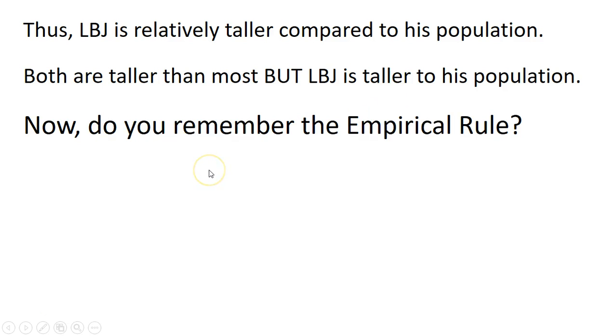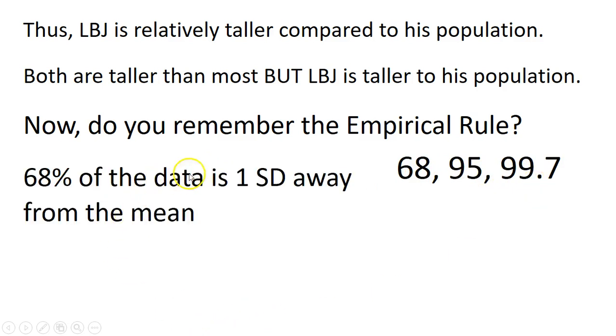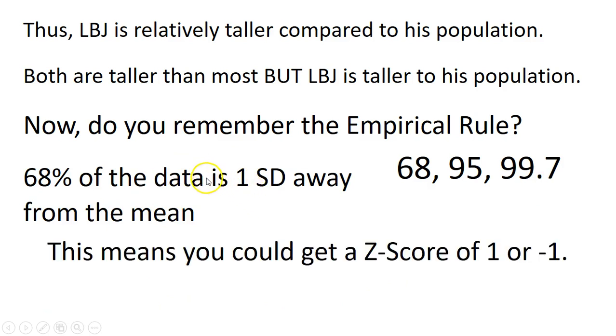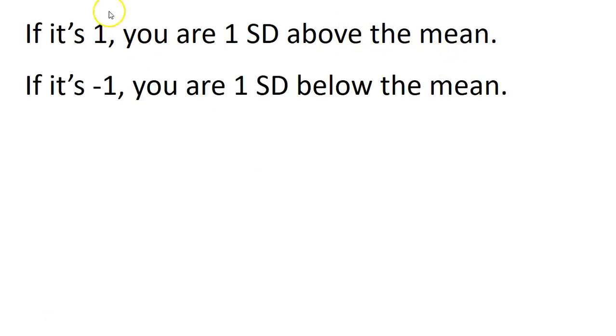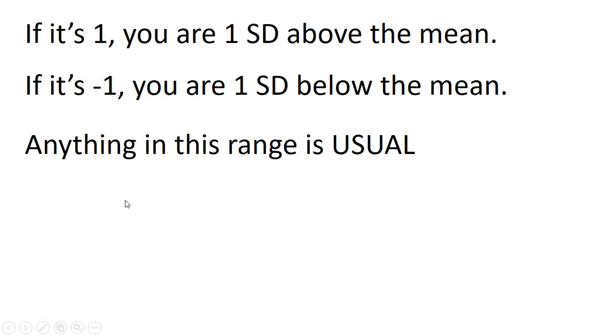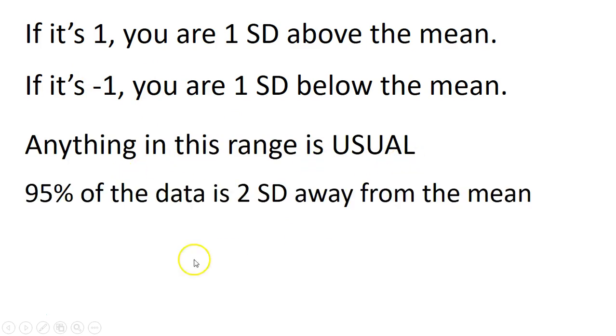All right, now, do you remember the empirical rule that we were talking about, right? 68, 95, 99.7, right? Remember that? 68% of the data is within 1 standard deviation of the mean. This means you get a z-score of 1 or negative 1 in between there, right? If it's 1, you are 1 standard deviation above the mean. If it's negative 1, you are 1 standard deviation below the mean. Anything in that range is usual, is what we're saying.